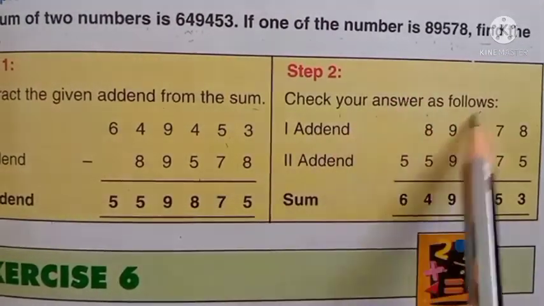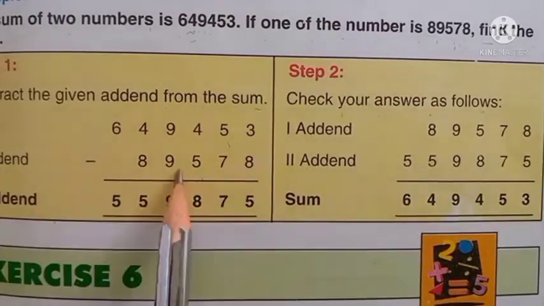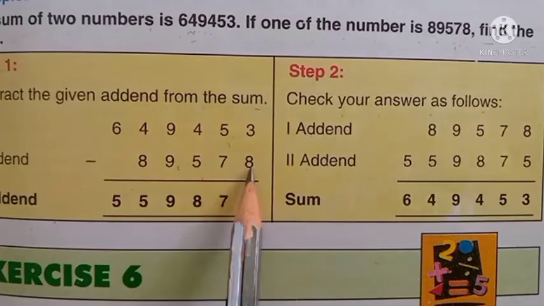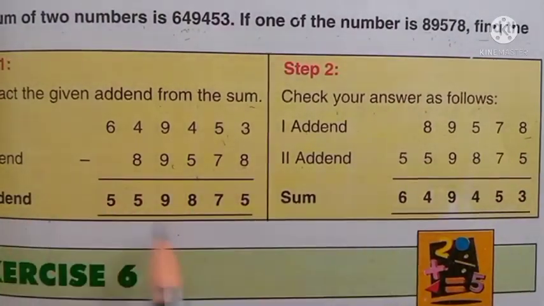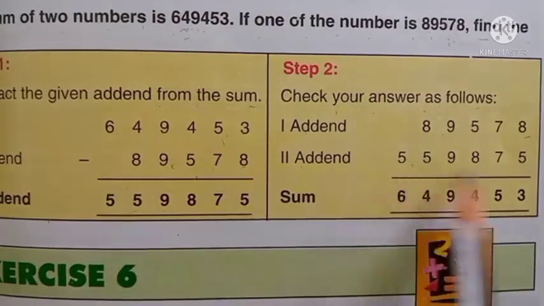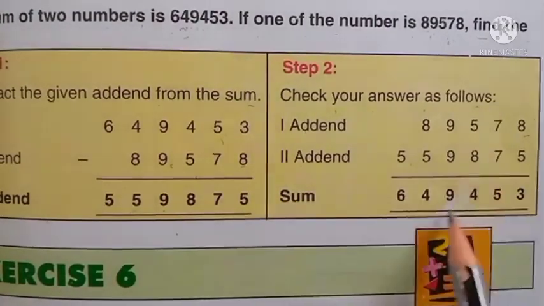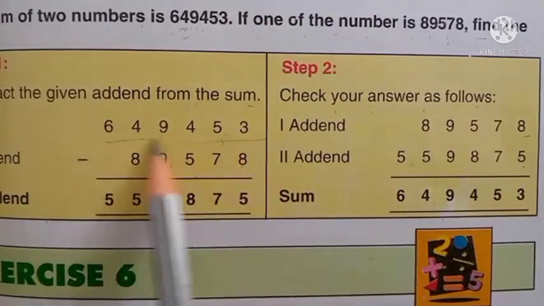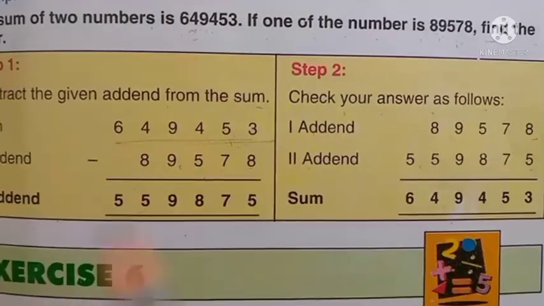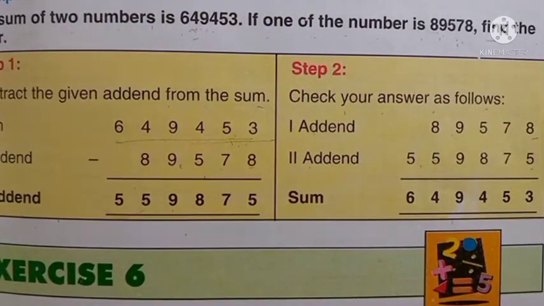So check your answer as follows. First addend and the second addend. See here, first addend 89,578 is written here, and the second addend, the answer you got, you need to write here. After that, when you add these numbers, you will get the sum they have given here. Like that you need to do the sum.